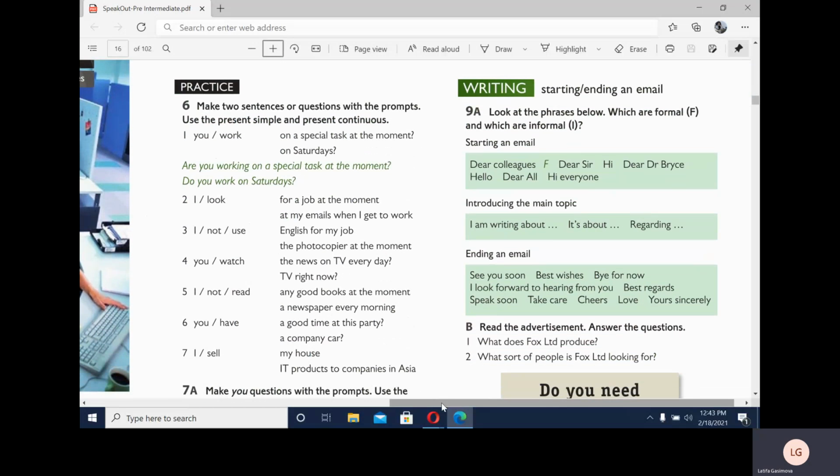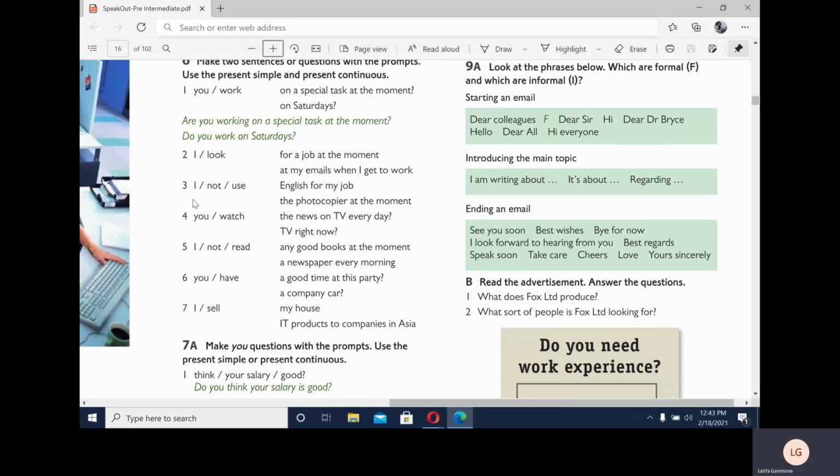So practice part. Here we have to make two sentences or questions with the prompts that we have and use the present simple and present continuous. So the first one is done for you. It says, are you working on a special task at the moment? And do you work on Saturdays? So for the second, we have at the moment, so we have to use continuous. I'm looking for a job at the moment. And the second one, it's I look at my emails when I get to work. Probably it's my habit. That's why I use present simple.